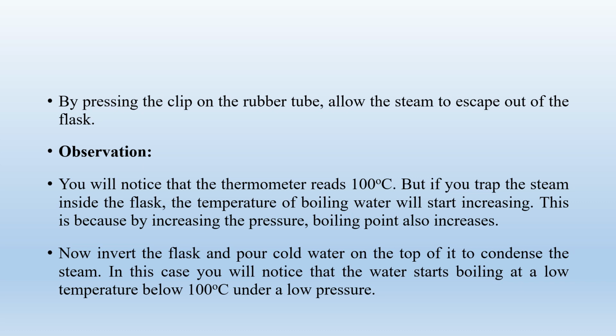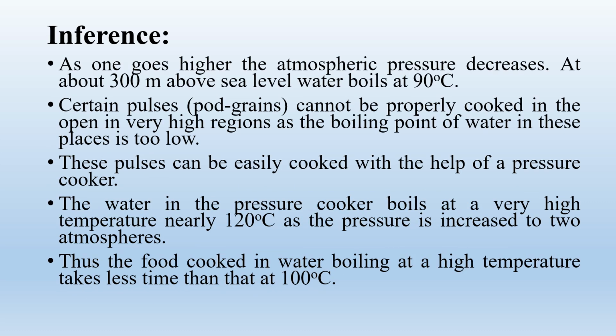In this case you will notice that the water starts boiling at a low temperature, below 100 degrees Celsius, under a low pressure. Inference: as one goes higher, the atmospheric pressure decreases. At about 300 meters above sea level, water boils at 90 degrees Celsius. Certain pulses, pod grains, cannot be properly cooked in the open in very high regions as the boiling point of water in these places is too low.